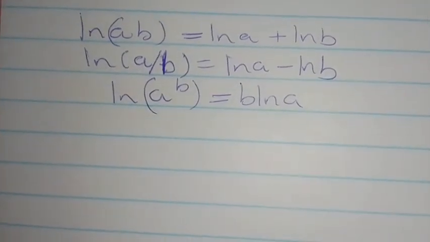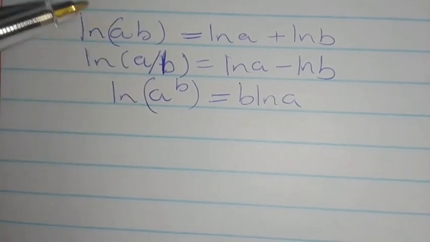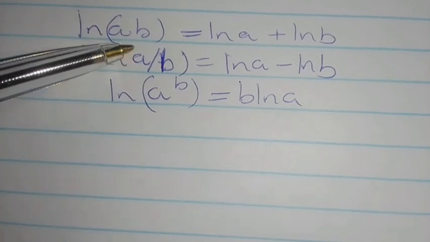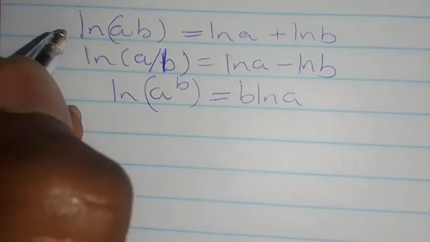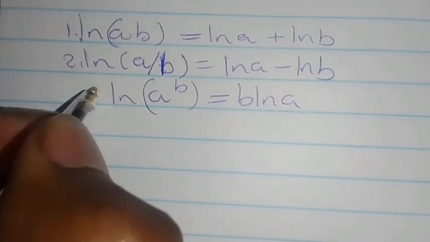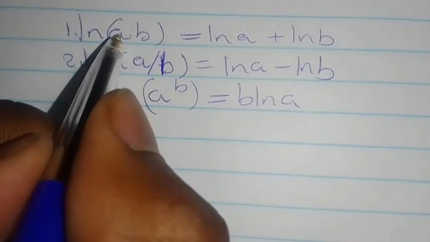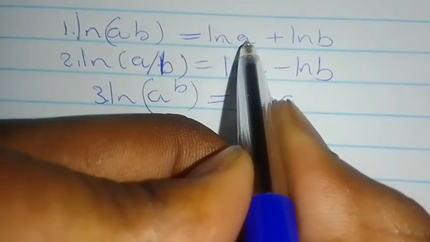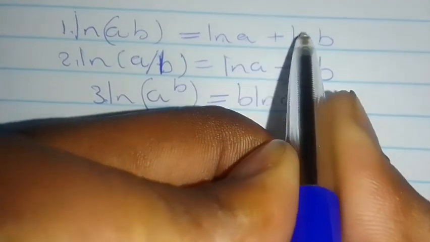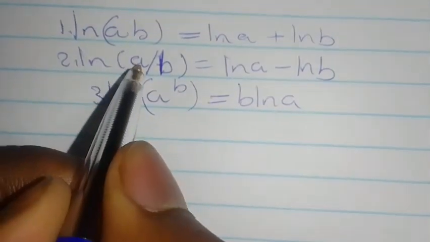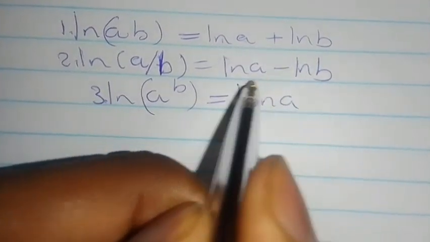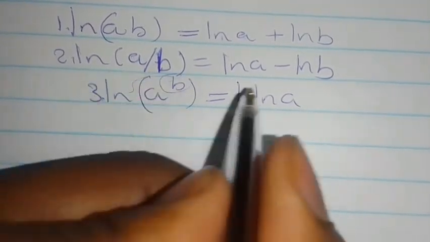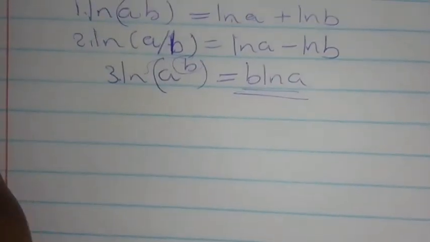So yeah, let me just explain logarithmic differentiation, how it works. The first thing you must know is these formulae. The first one says that if you take the natural log of a certain number times another number, this is the same as the natural log of that number plus the natural log of the other one. And if you're dividing, that's subtraction. Now, the third one is where you have to take the exponent outside the natural log.